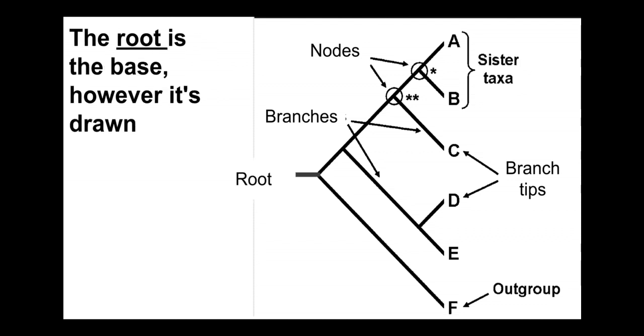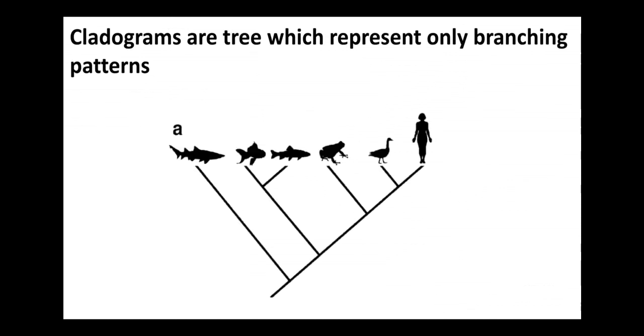It's worthwhile noting that the root of trees can be drawn in different ways, but it's always at the base of the tree. So cladograms are phylogenetic trees that represent only the branching pattern. They represent the clades and the branching pattern. The lengths of the branches do not matter, and the style of the tree doesn't matter in this case.